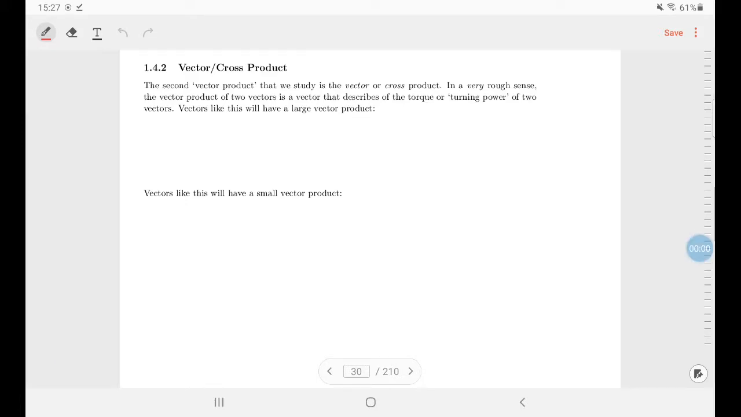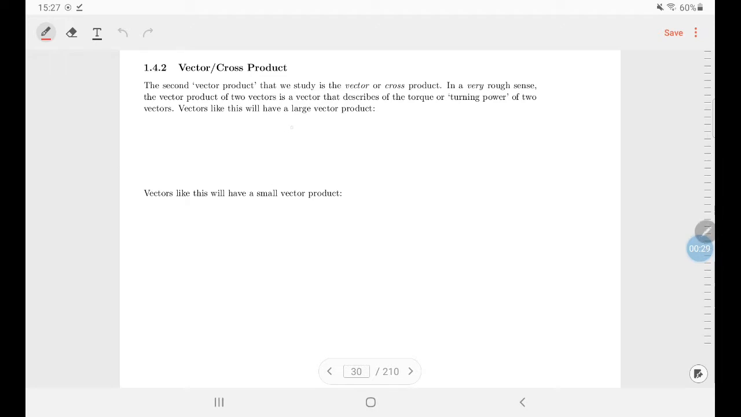As we said, we study a different vector product. The first vector product, the scalar or dot product, you multiply two vectors together and you get a number. The vector product or the cross product, you multiply two vectors together and you get another vector. In next week's lectures, we'll see the applications of these two. In a rough sense, the vector product describes the torque. Now we will explain this in terms of two vectors.